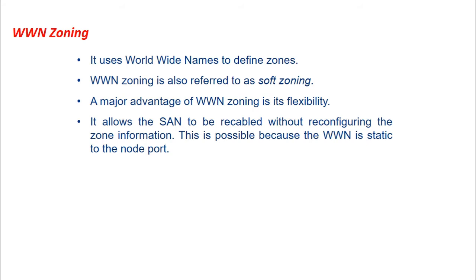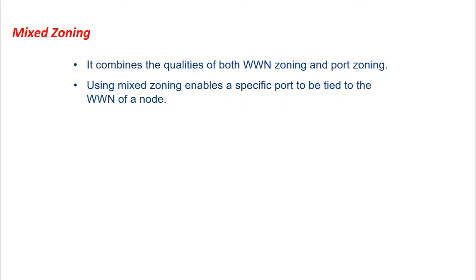If you remember, there are two types of identifiers in a storage area network. We have the Fibre Channel addresses as well as the worldwide names. Now let us look at the third type of zoning. We call it mixed zoning. As the name suggests, it combines the qualities of both worldwide name zoning and port zoning. Using mixed zoning enables a specific port to be tied to the worldwide name of a node.